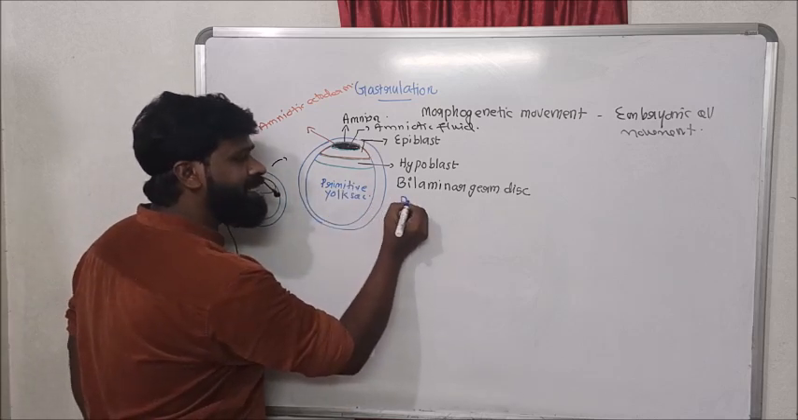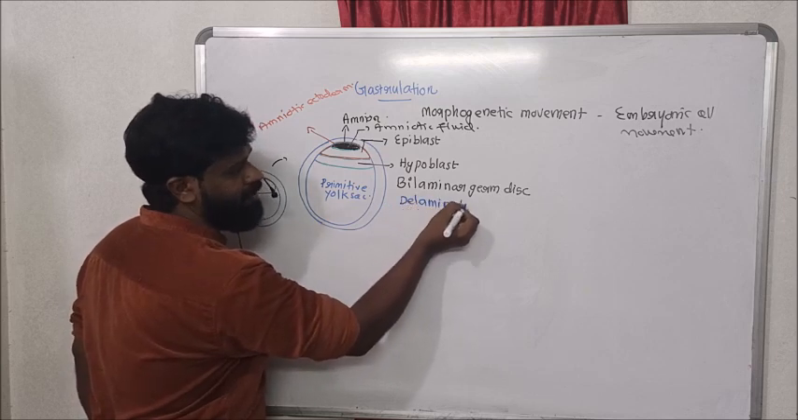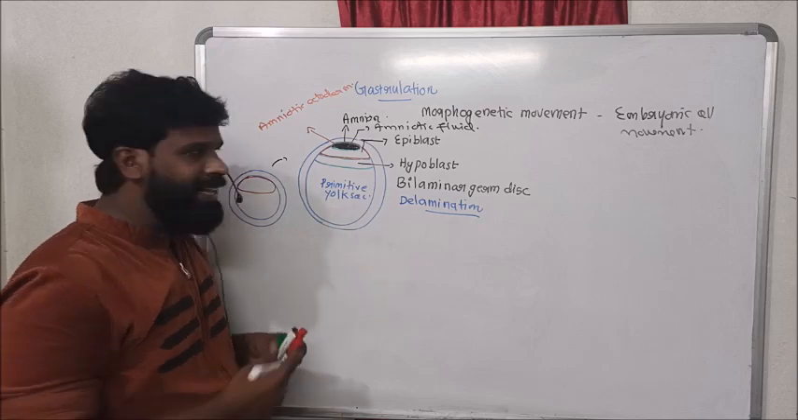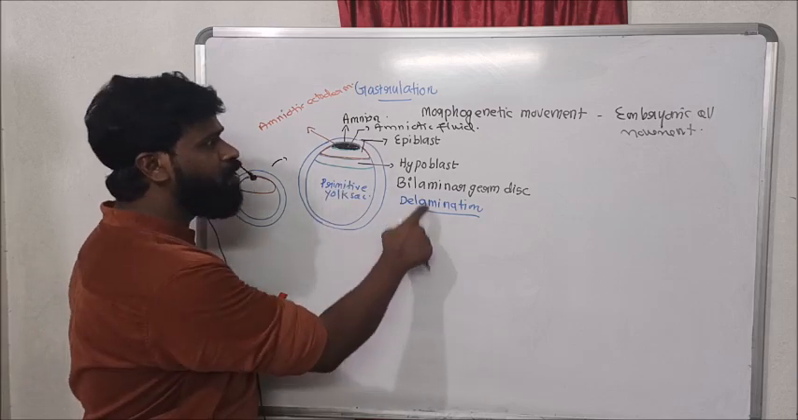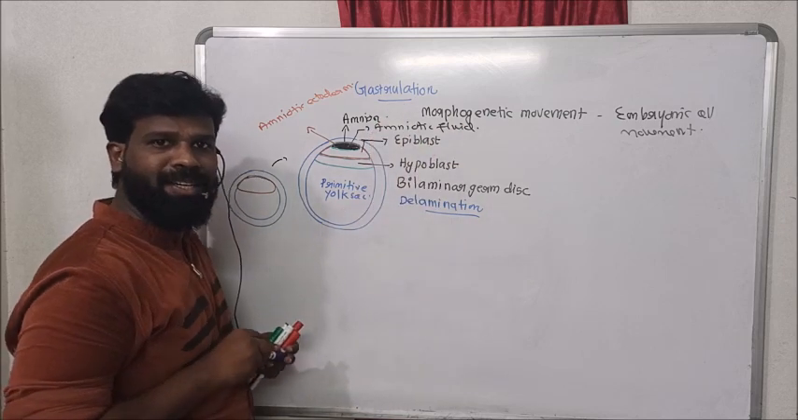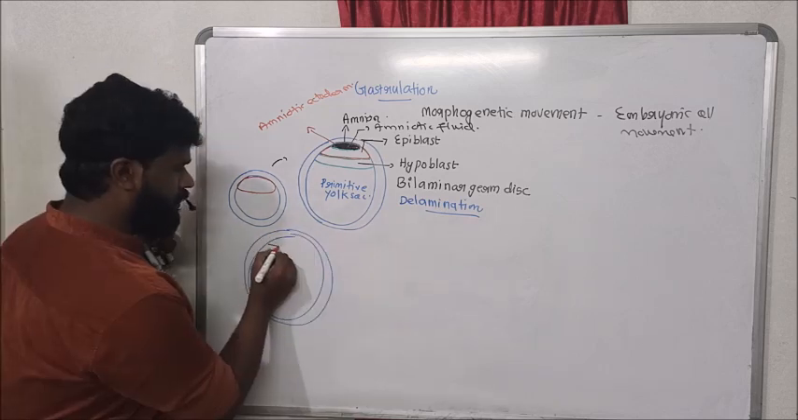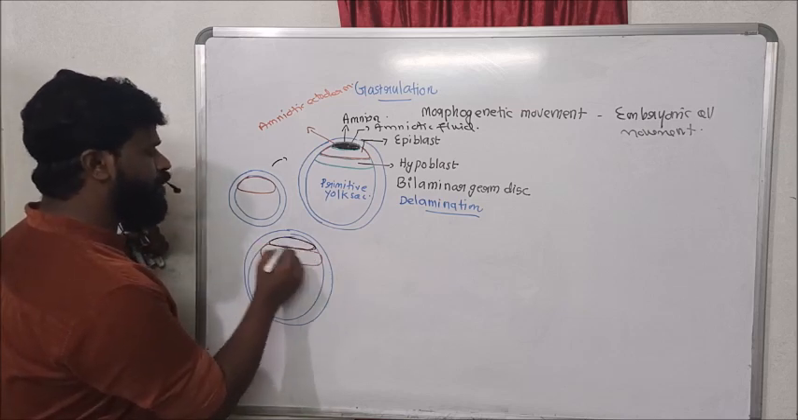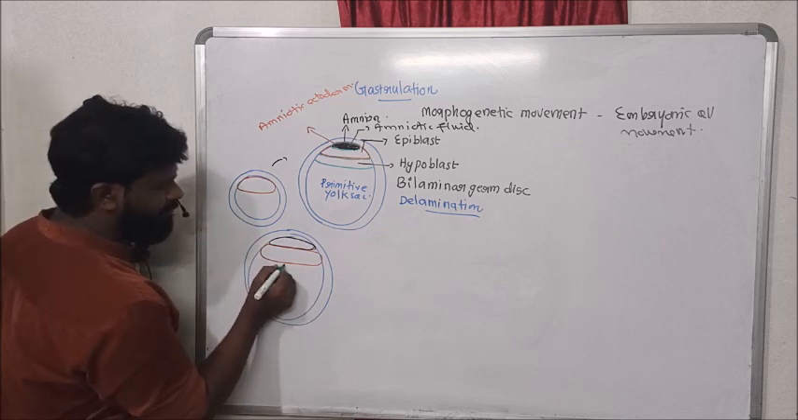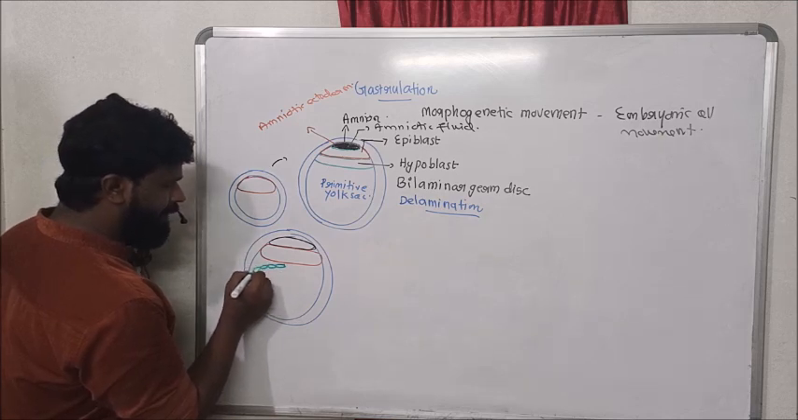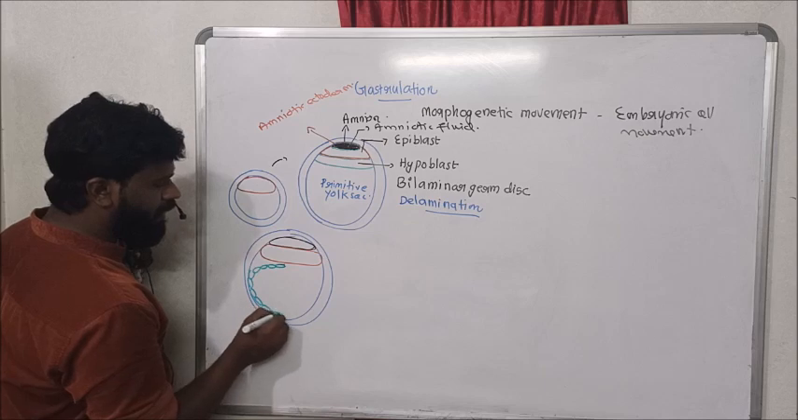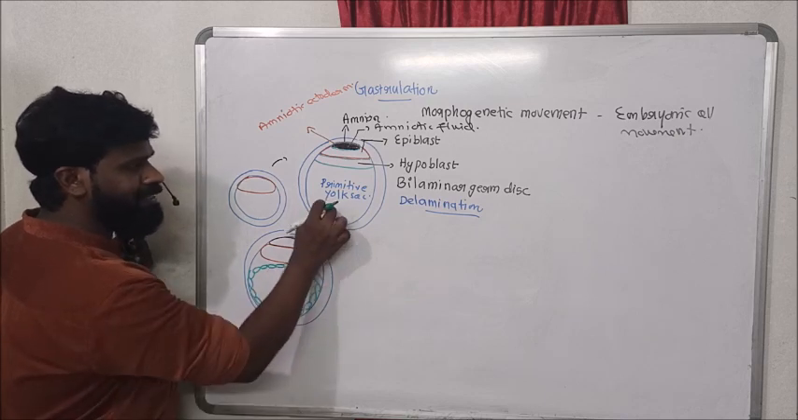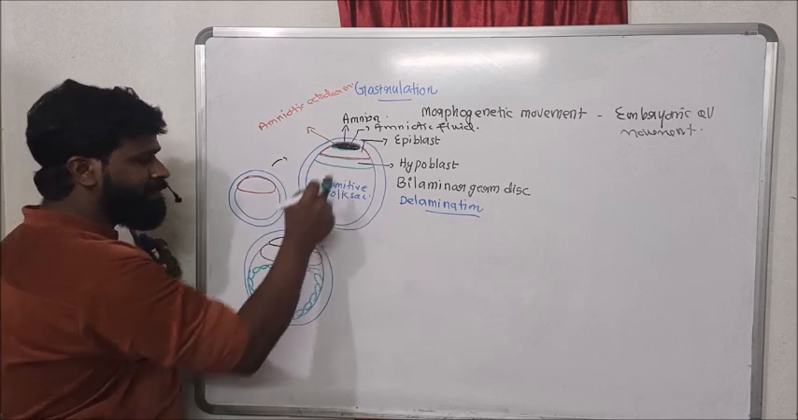This hypoblast undergoes delamination. Delamination means splitting and migration of a sheet of cells. This morphogenetic movement is called delamination. Here, this is the epiblast layer, and this is the amnion cavity. The hypoblast layer splits and migrates to form a new layer, which is found as the lining of this primitive yolk sac, or blastocyst cavity.